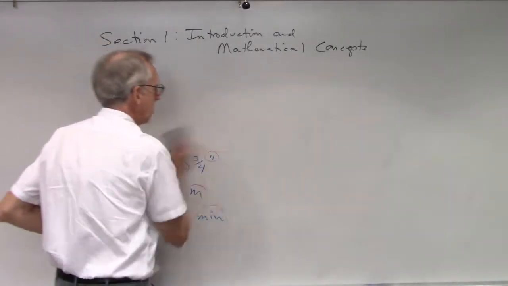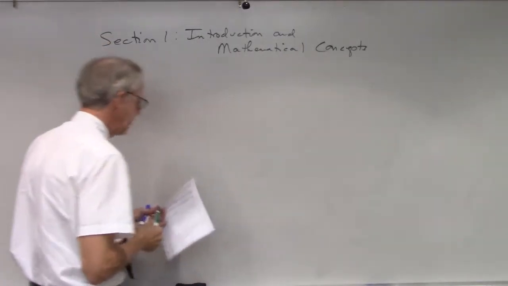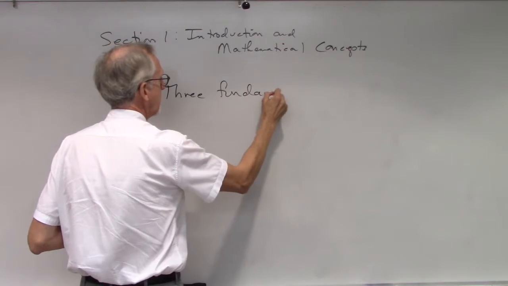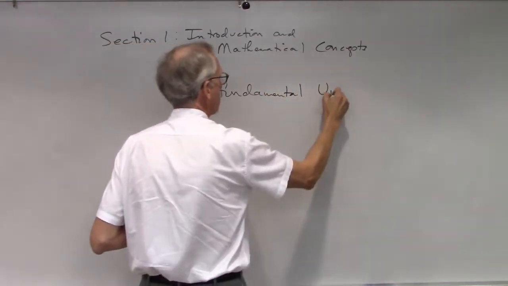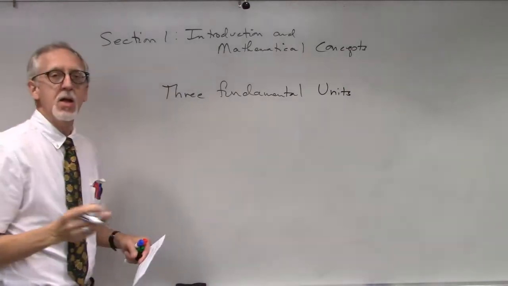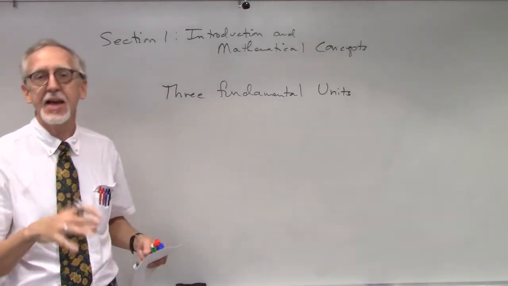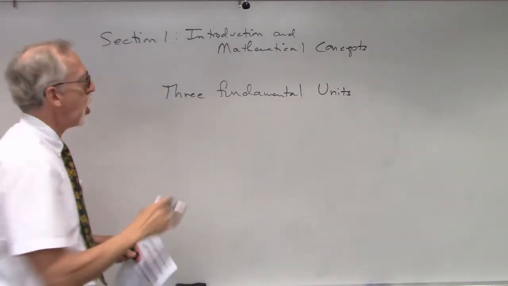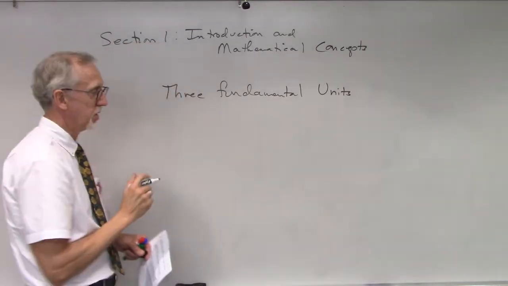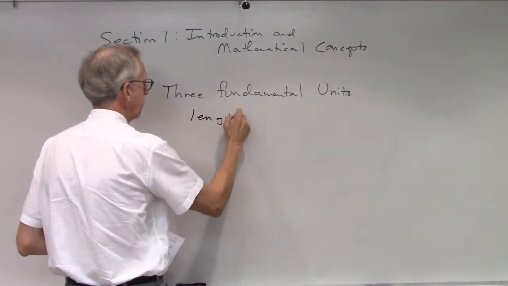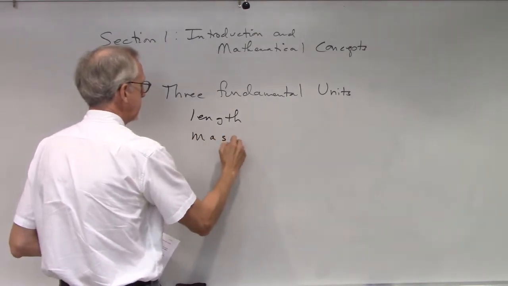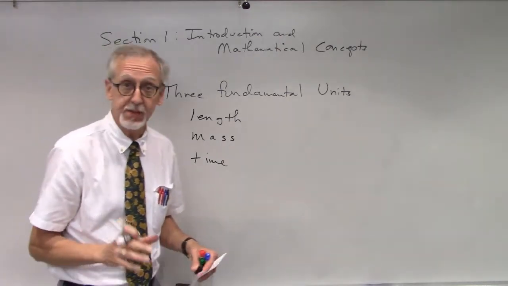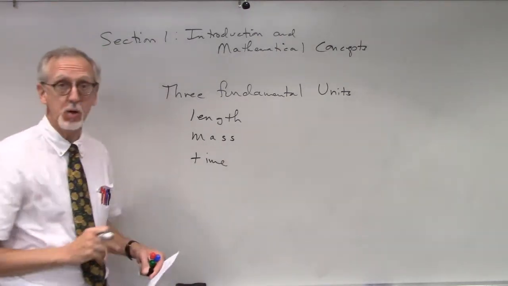For this course, we will start out with 3 fundamental units. Next semester, we will find out that we actually have to introduce a 4th fundamental unit. But for this semester, all we will need will be 3 fundamental units. They will be a unit for length, a unit for mass, and a unit for time. All other units that we will use this semester will be made by combinations of these quantities.